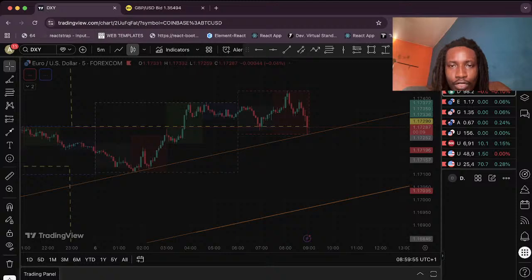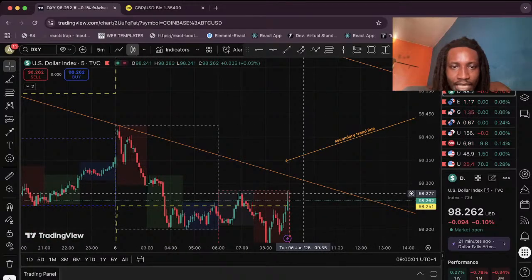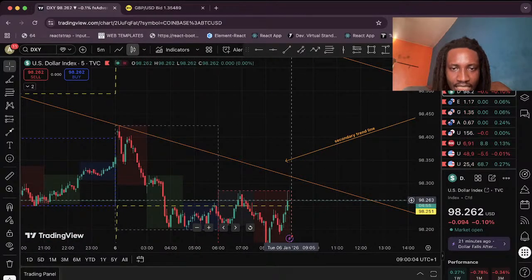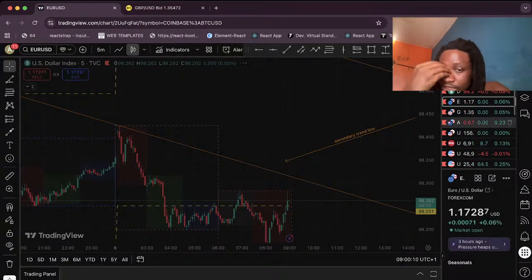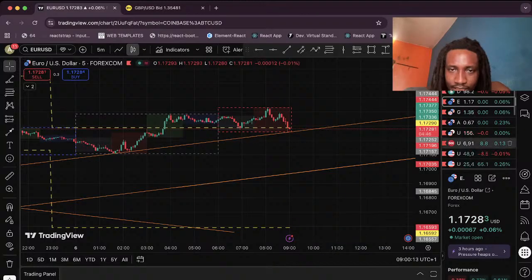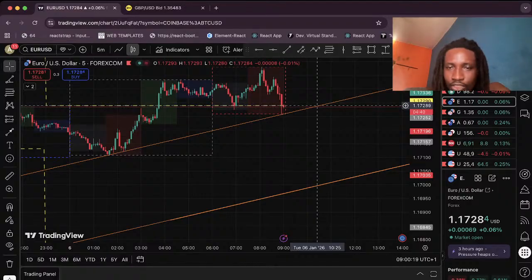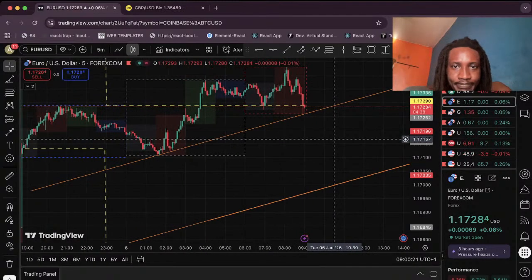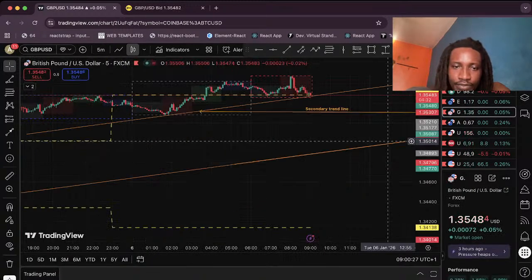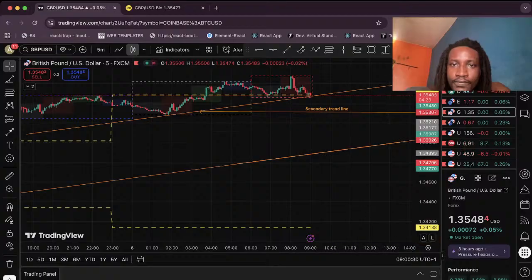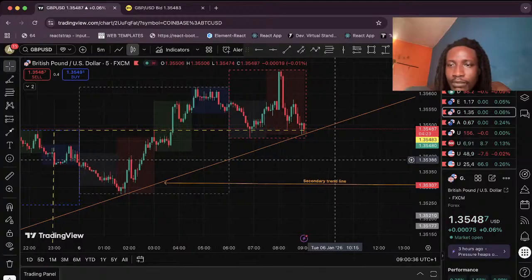Overall, I would love to see DXY taking the lead, but it seems like DXY is the one lagging behind. I would want to see DXY taking the lead in breaking out of that trend line. But as it stands now, it seems like Euro USD is the one trying to be in the forefront, which I don't like. Ideally, I like it to be DXY, but we'll see. Only time will tell.